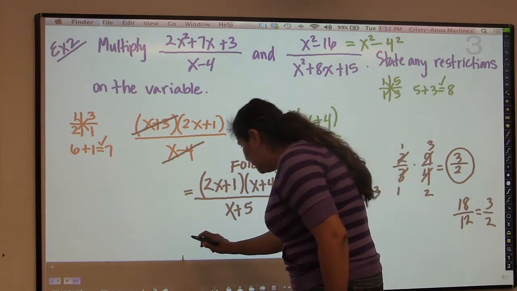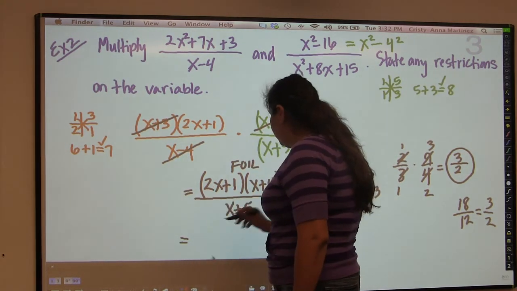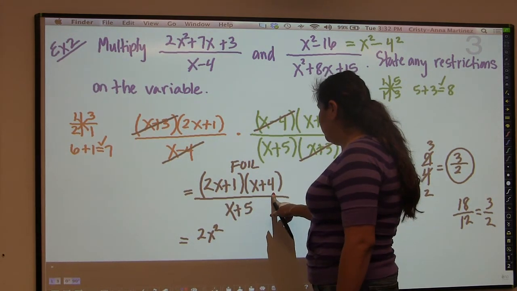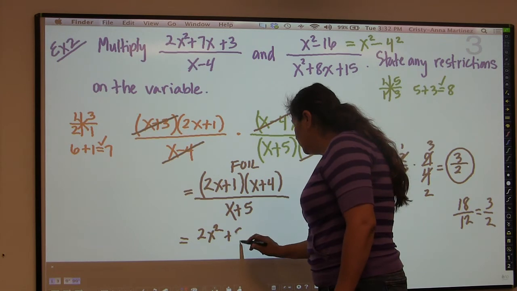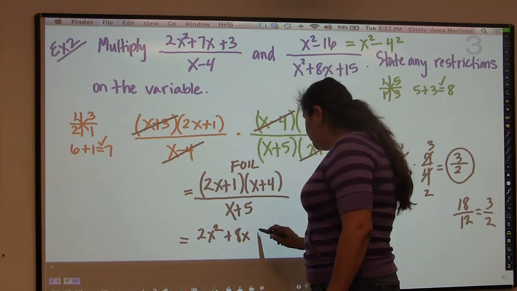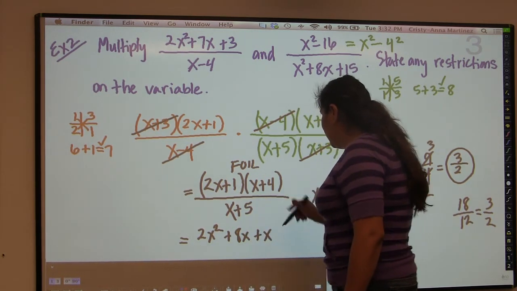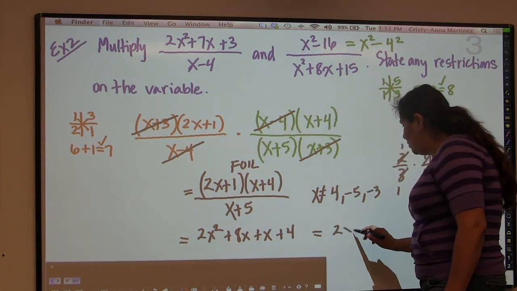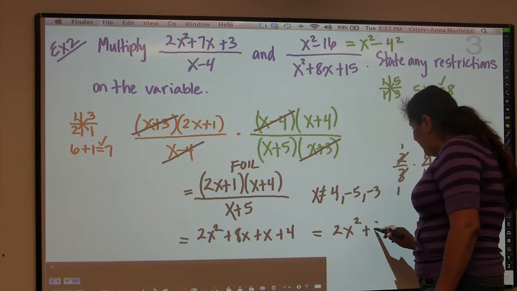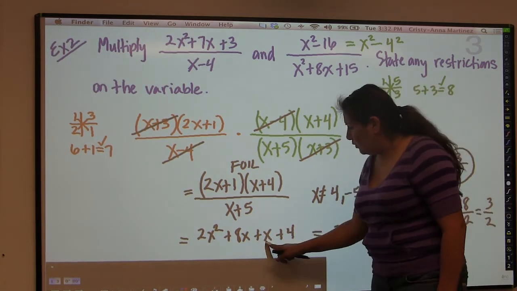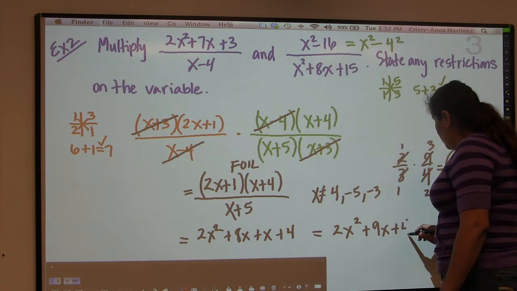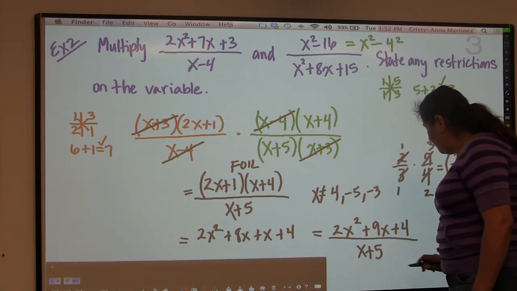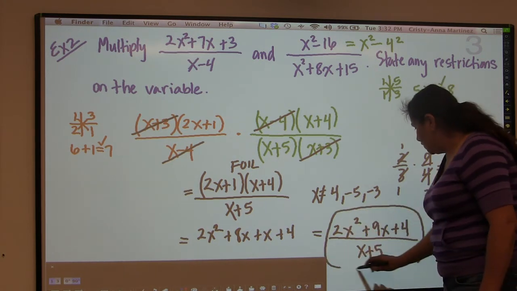So my final answer is going to be first times first is 2x squared. Outside times outside is plus 8x. And then inside times inside is plus x. And last times last is plus 4. And we can simplify that to be 2x squared plus 9x, because we're going to combine 8x and 1x. And then plus 4, all divided by x plus 5.